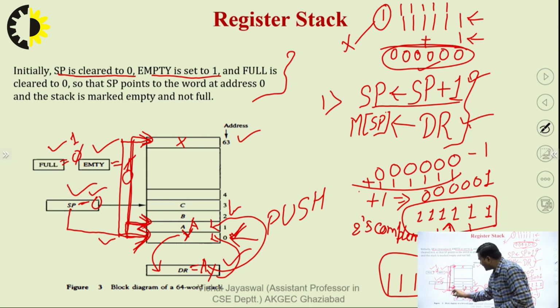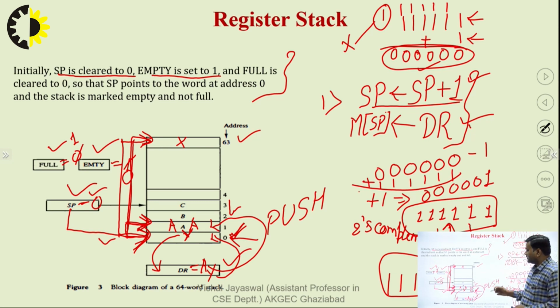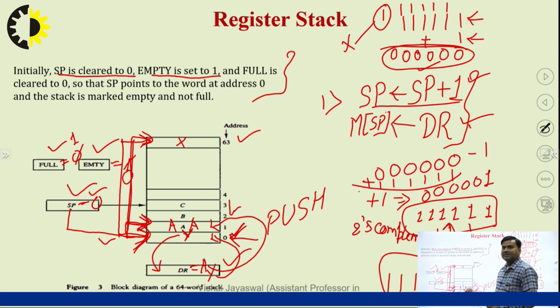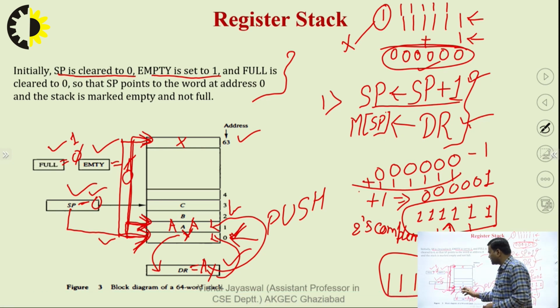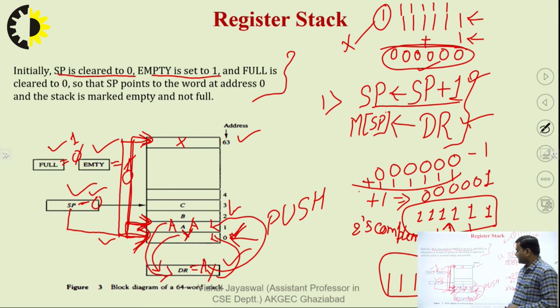where our stack pointer is pointing at the 1 location and the item at address 1 is A. When at this stage we perform the pop operation, let's perform it from where the stack pointer is pointing at the 1 location. First step is the content of M of SP is transferred into the DR register. Then A goes from the stack into the DR register.